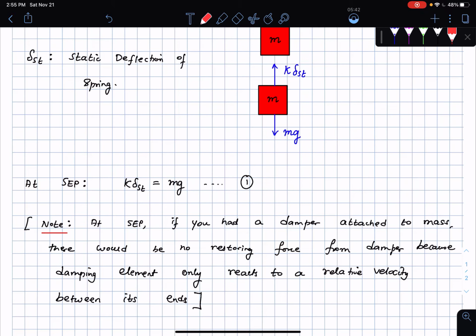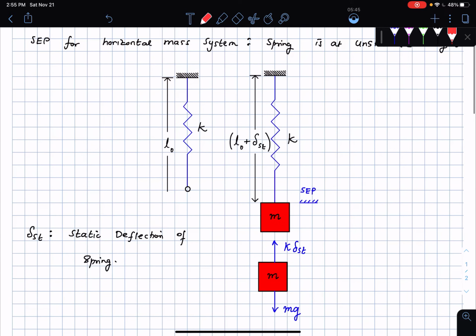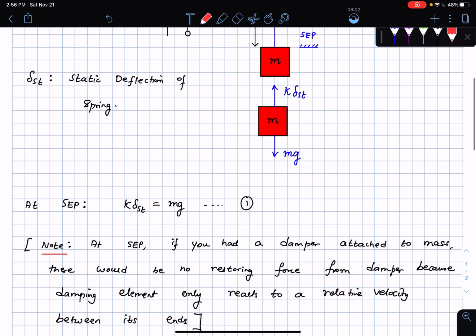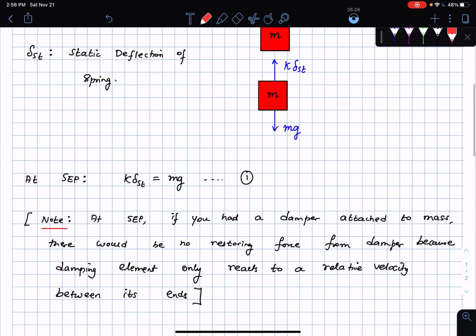Once again, the basic story is I have this spring which is just sitting there. Then I take a mass and attach it to the end of the spring. I don't apply any force on the mass. I just let the mass deflect statically due to its weight. At the static equilibrium position, the spring force is balanced by the weight of the mass, and this is the equation that you end up with. And the note says that even if you had a damper, there would be no restoring force from the damper, because the damping element only exerts a restoring force in the presence of a relative velocity.